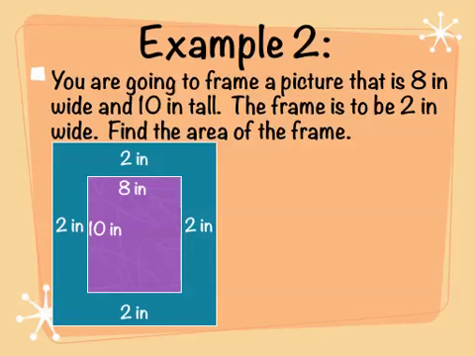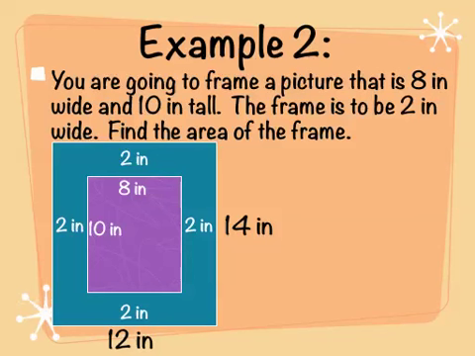To find the dimensions of the whole larger rectangle created, we would need to do 10 plus 2 plus 2 because there's 2 inches on the top and 2 inches on the bottom to find a new height of 14 inches. We need to do the same thing with the width. We start with 8 inches on the picture. We add 2 to both sides of that, which gives us 12 inches.